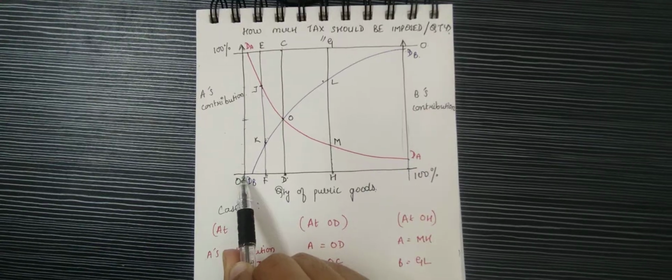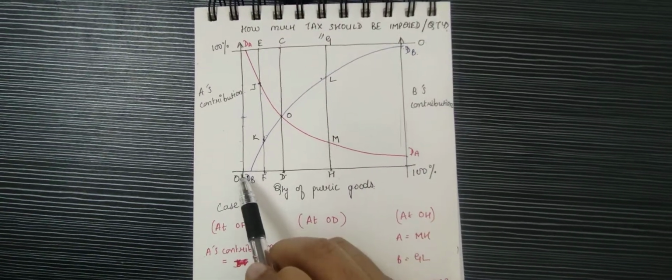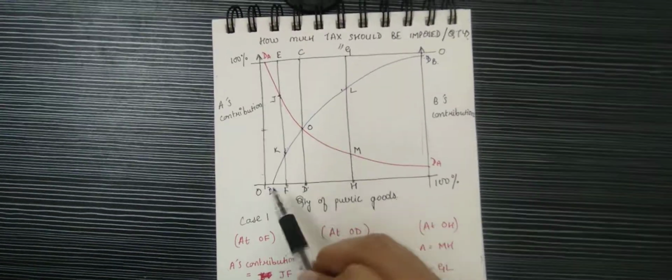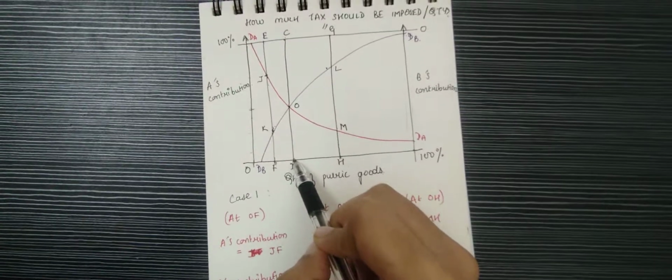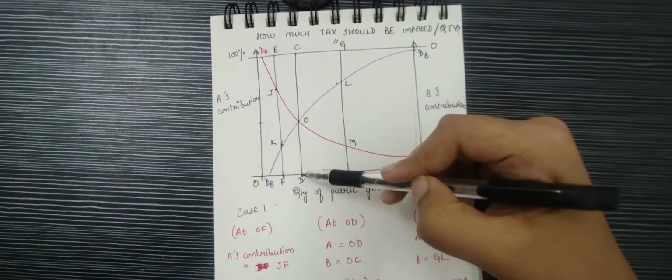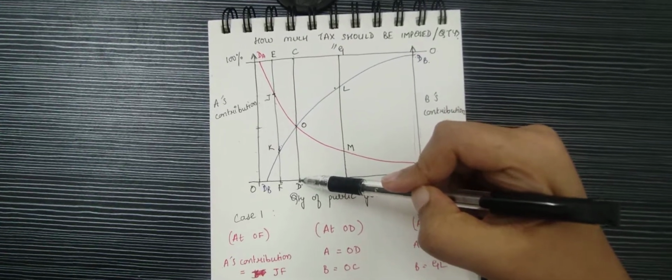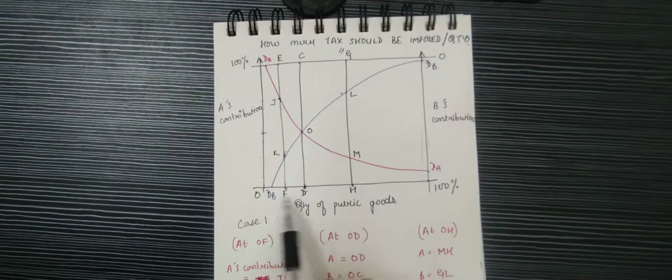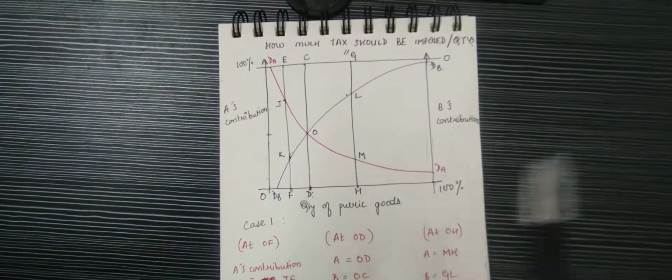Okay, now we'll arrive at case 2 where government is providing quantity of public goods which is OD. At OD level, government needs CD amount of tax collection, or revenue is needed. This much revenue is needed, okay, to produce this much goods.